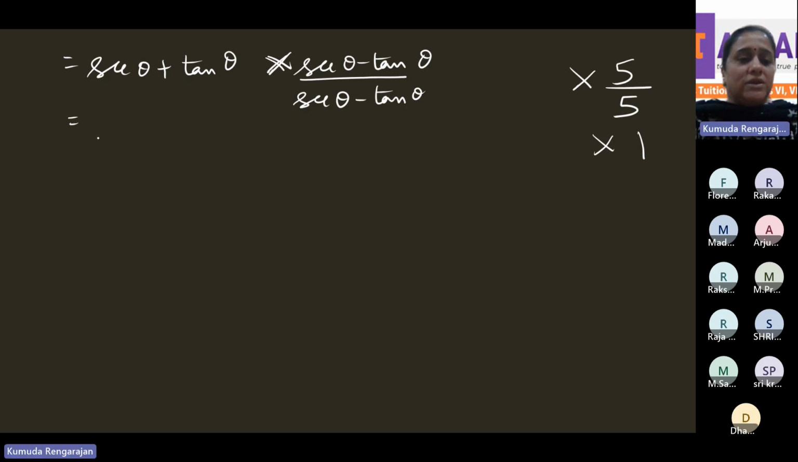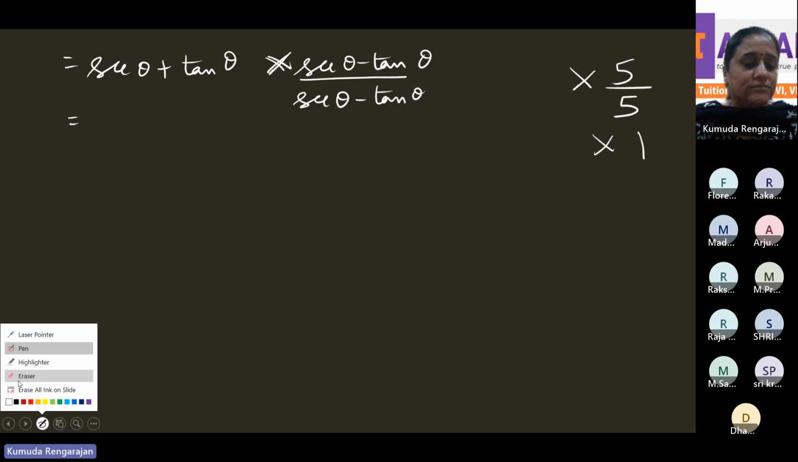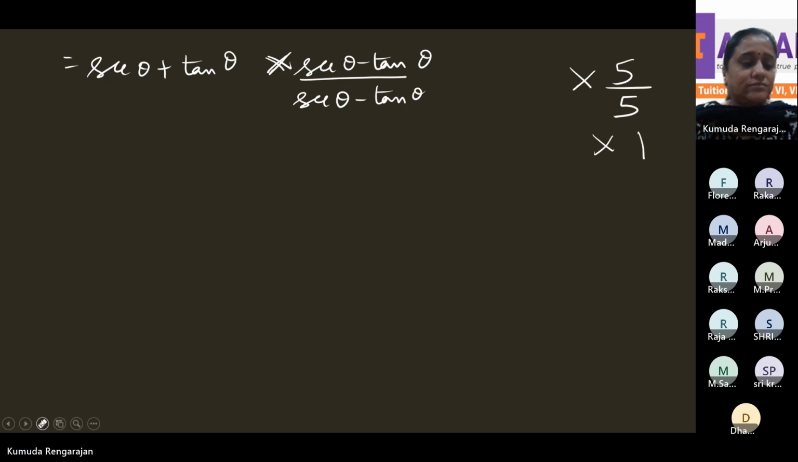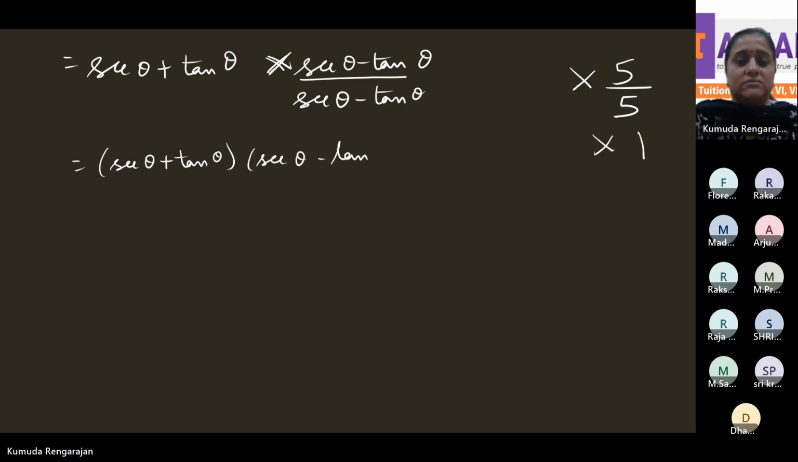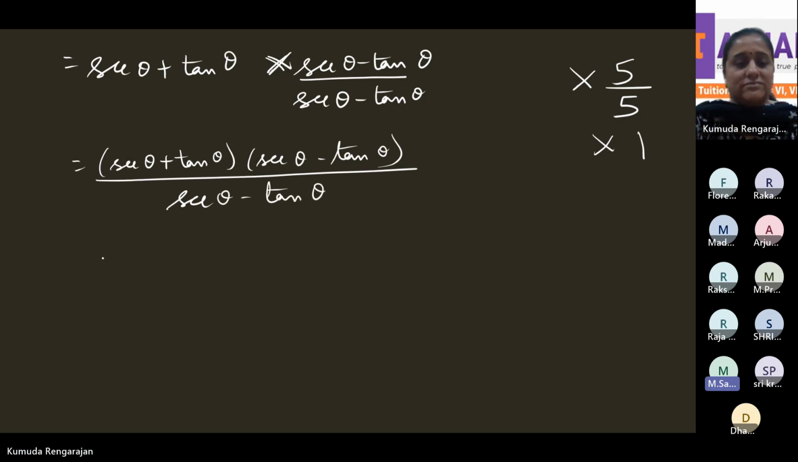So now multiply the numerators. So it becomes secant square theta minus tan square theta, correct, which is equal to 1. Therefore, it is equal to 1 by secant theta minus tan theta. Correct.